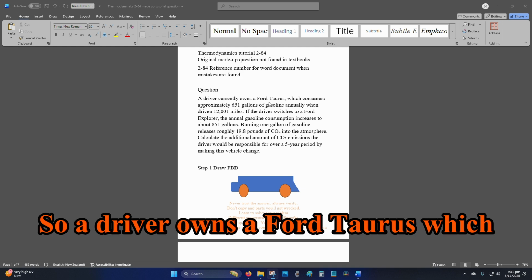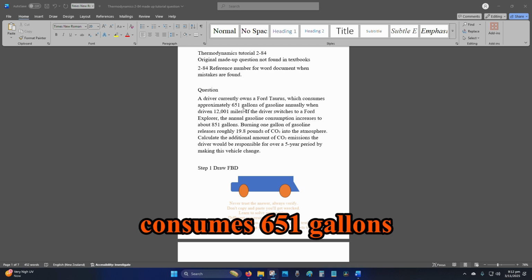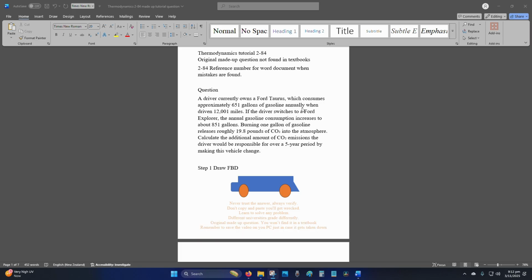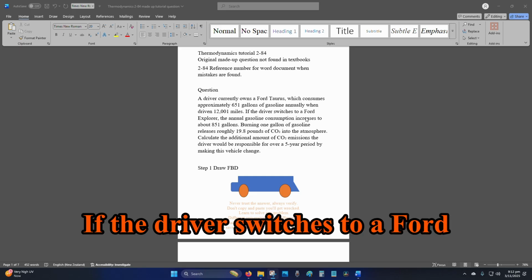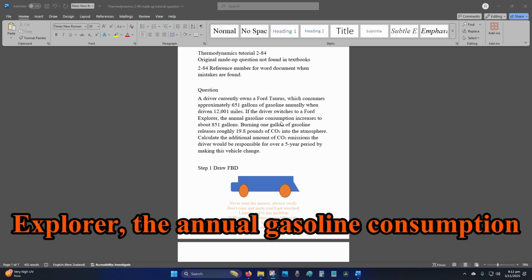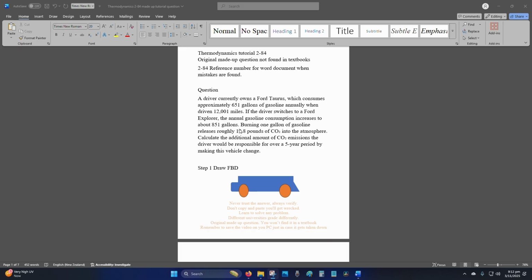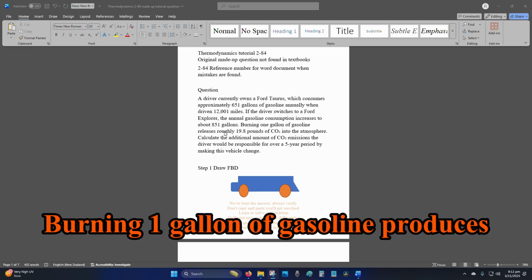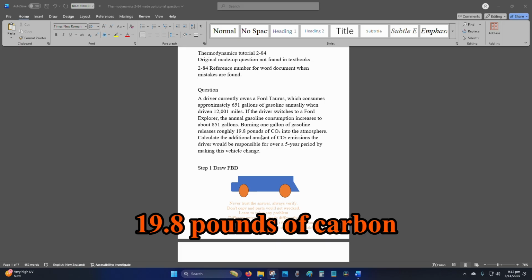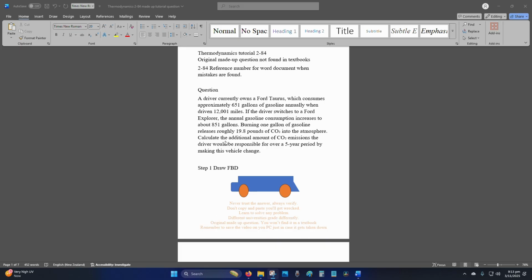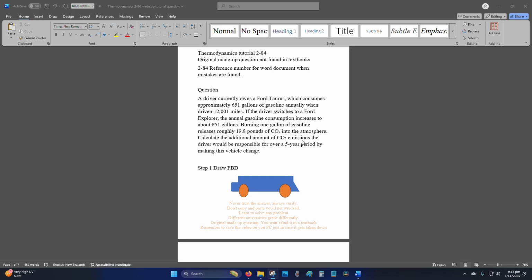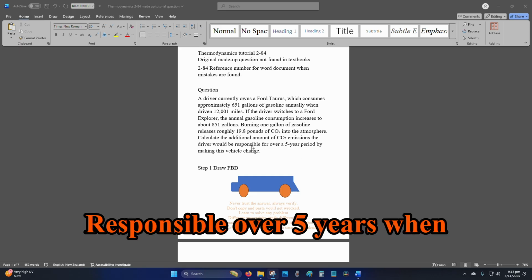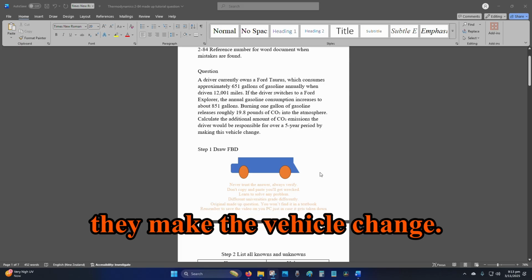So a driver owns a Ford Taurus which consumes 651 gallons of gasoline per year when driven 12,001 miles. If the driver switches to a Ford Explorer, the annual gasoline consumption increases to 851 gallons. Burning 1 gallon of gasoline produces 19.8 pounds of carbon dioxide into the atmosphere. Calculate the additional amount of carbon dioxide emissions by the driver responsible over 5 years when they make the vehicle change.